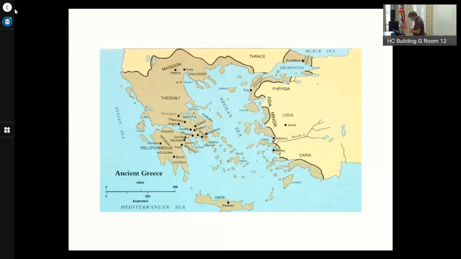Greek culture permeates so much about how we live today. We don't know it, but it does. Our art is based on the ancient Greeks. Our architecture is based on the ancient Greeks. Our education system is based on the ancient Greeks.